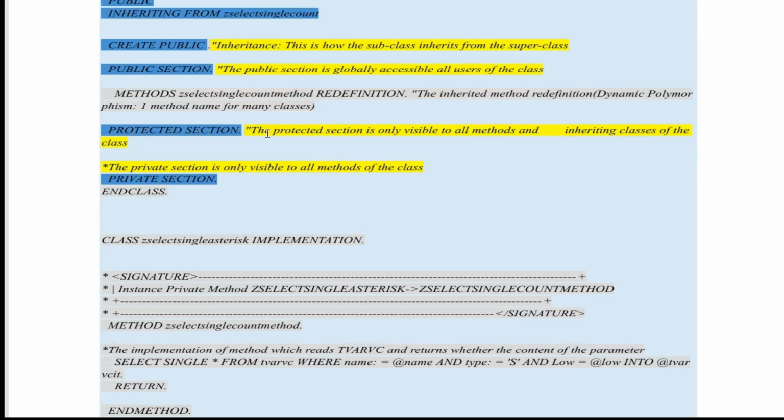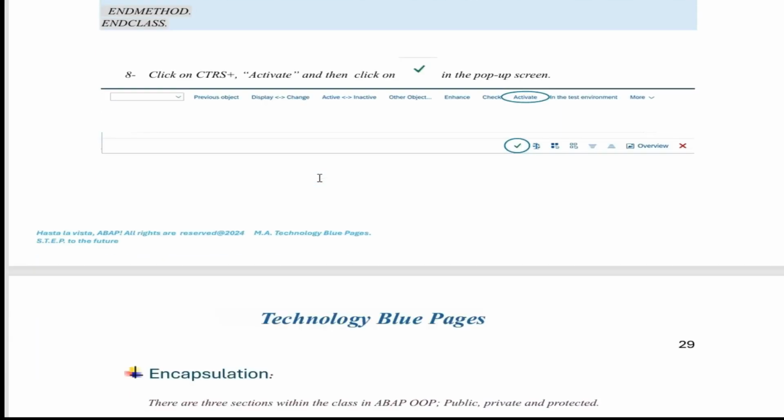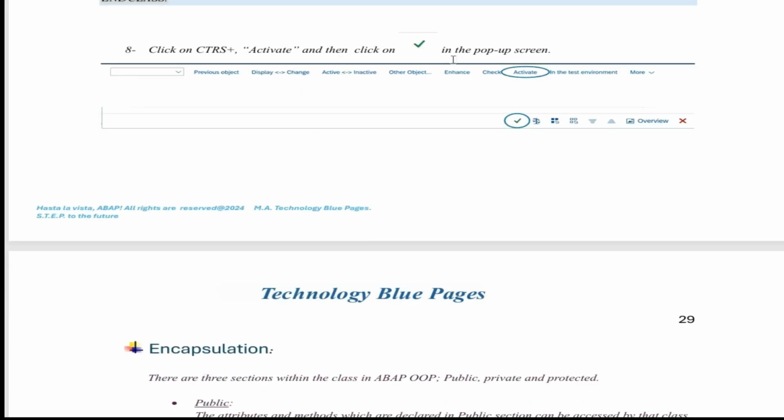Protected section will be visible for all methods and inheriting classes within this class. Private is only visible to all methods of the class, but will not be visible for the inheriting classes. Then we save and activate.